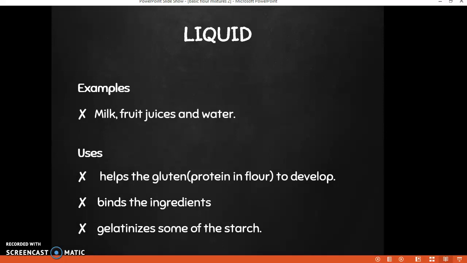Our next major ingredient is liquid. We have fruit juices, coffee, milk, and liquid flavorings. These help to bind the ingredients together, and also help the gluten to develop. Liquid gelatinizes some of the starch. It makes the starch sticky as if it's cooked.